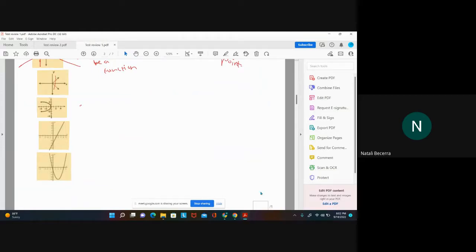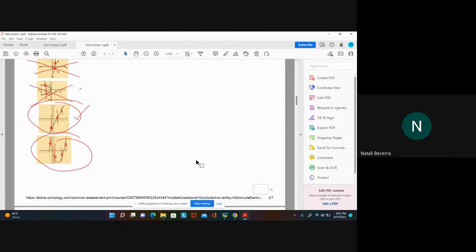So if I draw a vertical line here, it touches 1, 2, not a function. Here, same thing. 1, 2, not a function. Any diagonal line is going to be a function. So if I do a vertical line here, it touches 1 point here, 1 point here, 1 point. So this is a function. Okay. This one, also a function. 1 point, 1 point, 1 point, 1 point. You get the point, right? All right. So that one is also a function.